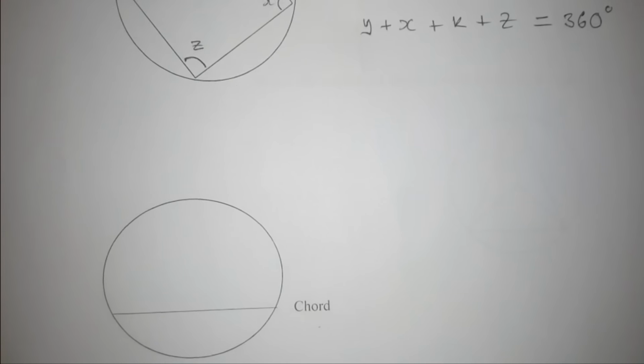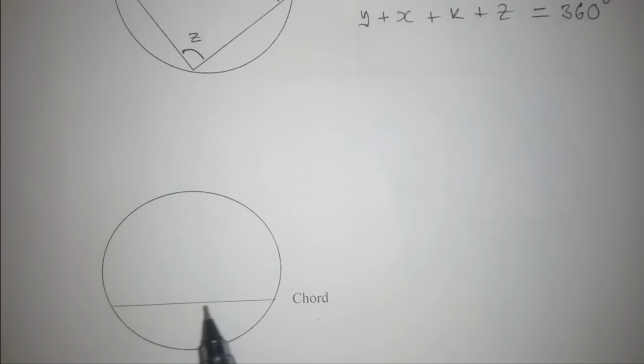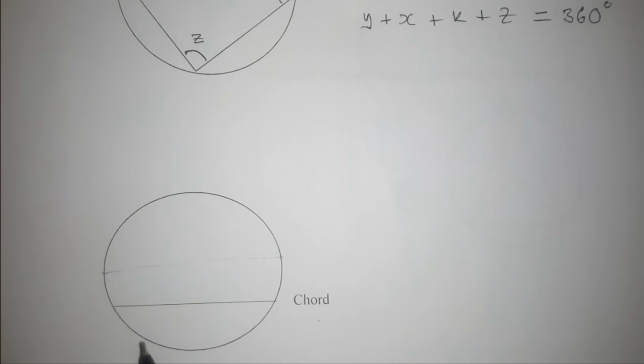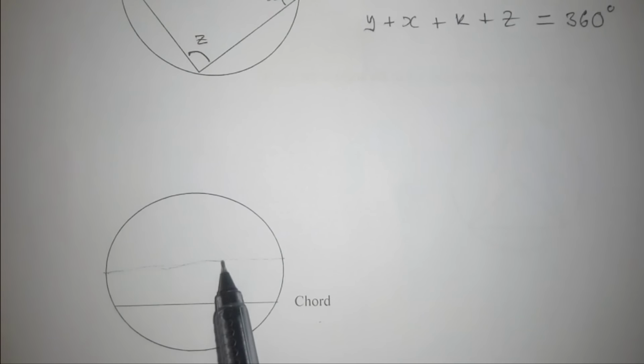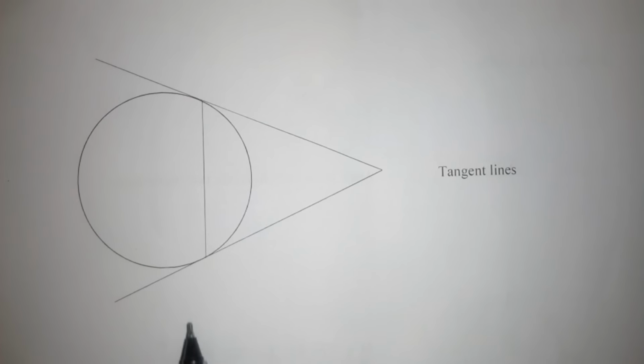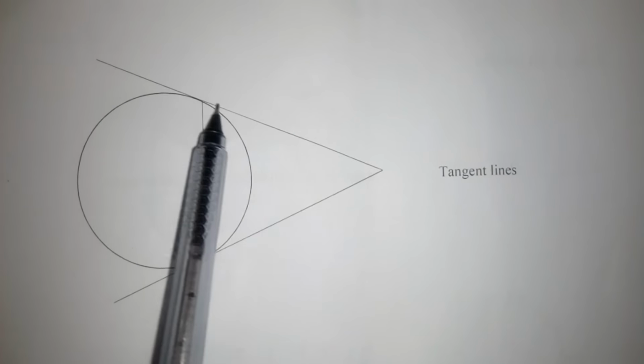Let's also know what this means. This is a chord, a line touching two points of the circumference, here and here. Even a diameter is also a chord, because a diameter cuts the circle in between and touches the circumference at two points, here and here.